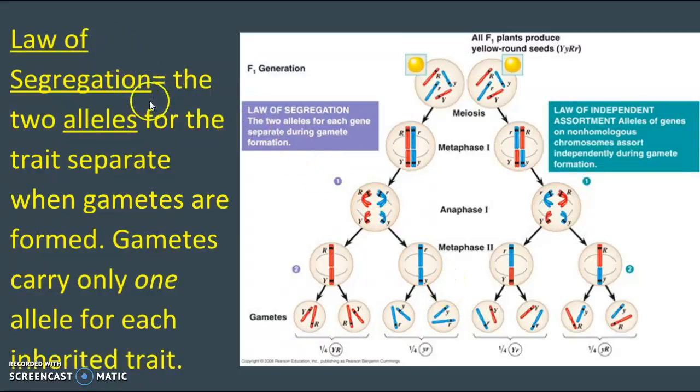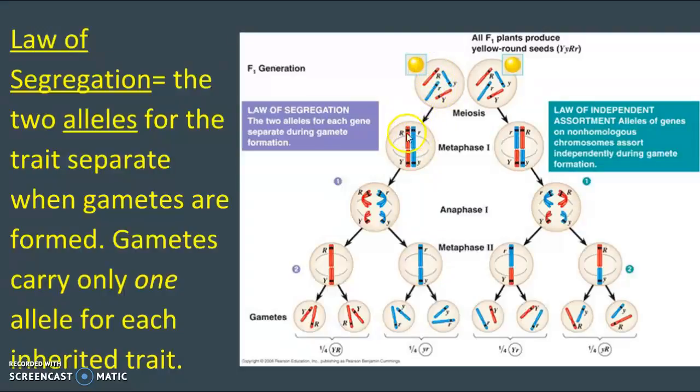The law of segregation states that two alleles for a trait separate when gametes are formed. Now you already know this from our meiosis chapter. Gametes carry only one allele for each inherited trait. So what that means is that when we start out with, these are two parents that are like big R, little r. Let's just take the R's. We won't worry about the Y's. So big R, little r, it would be like big P, little p in our example.